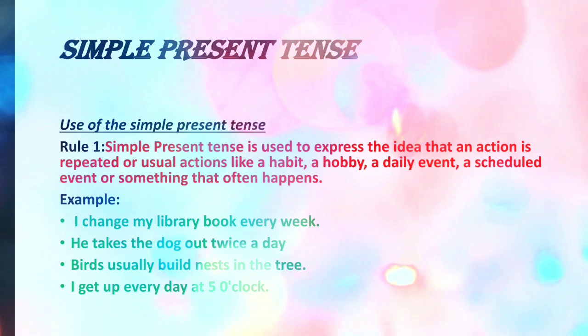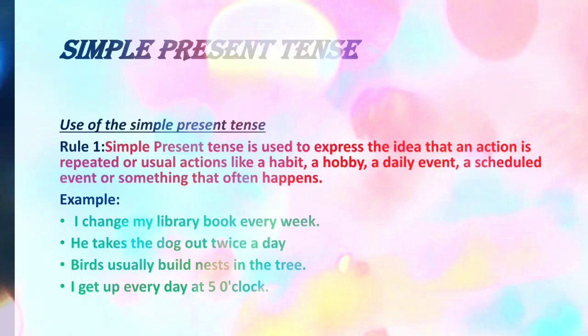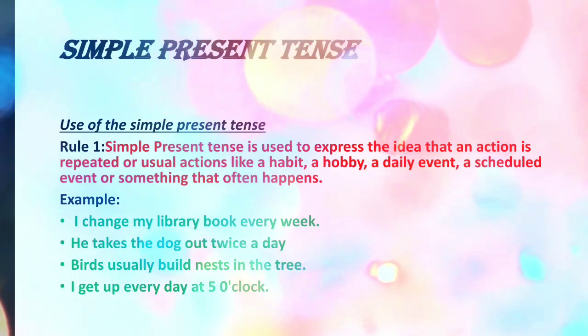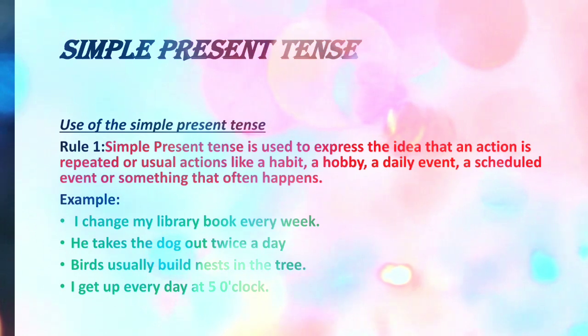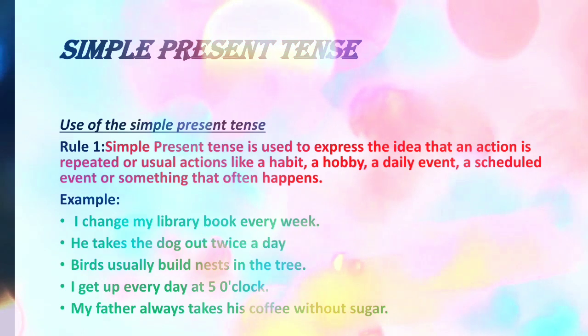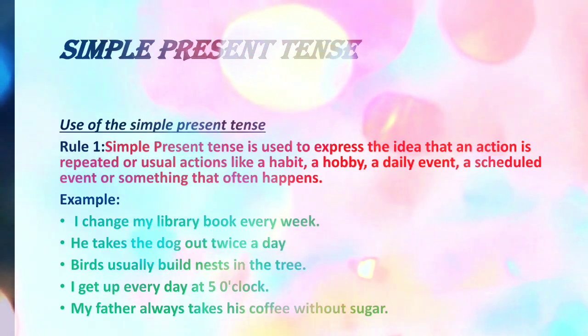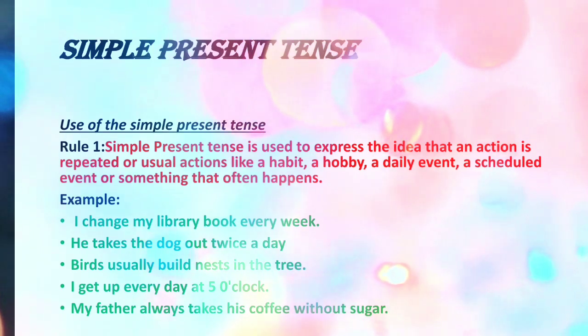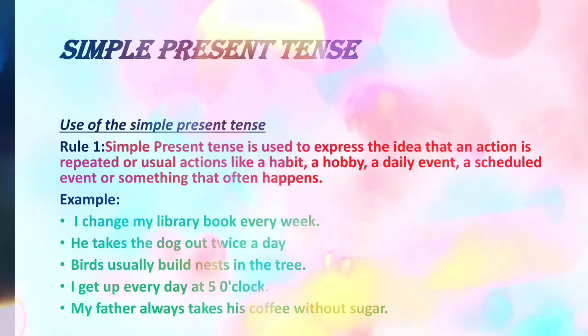Next one: I get up every day at 5 o'clock. This is a habit of I, and obviously everybody's habit must be included in this part. My father always takes his coffee without sugar. This is the habit of my father. He always takes coffee without sugar. So this is the main function of this tense. Clear?